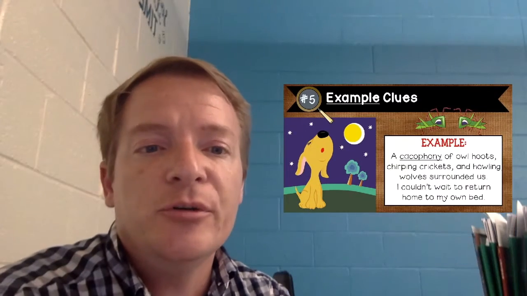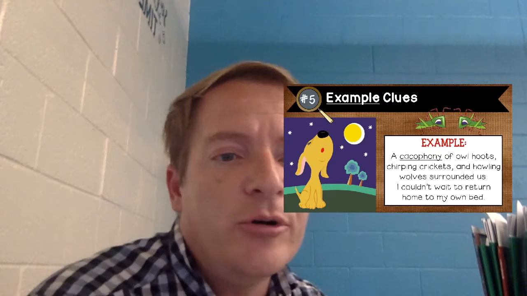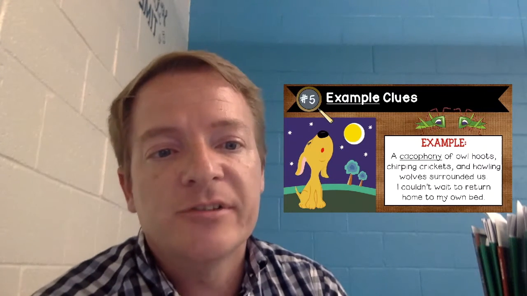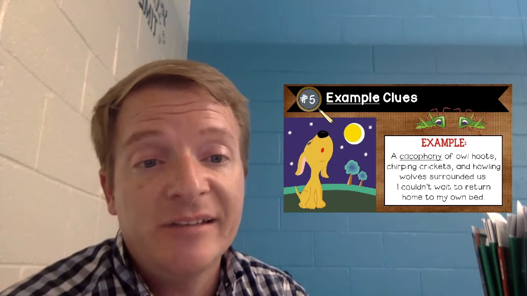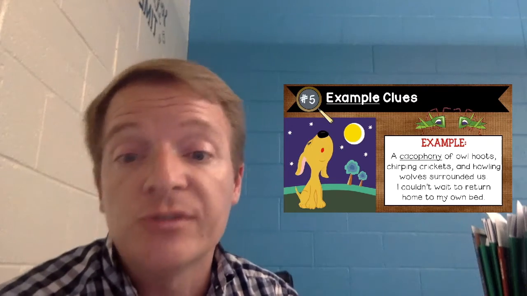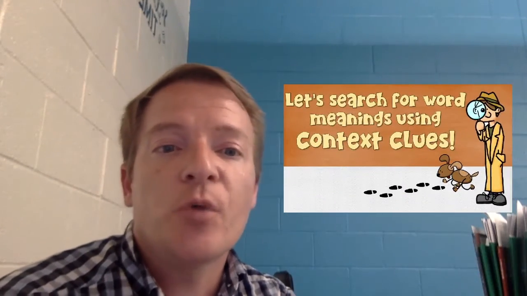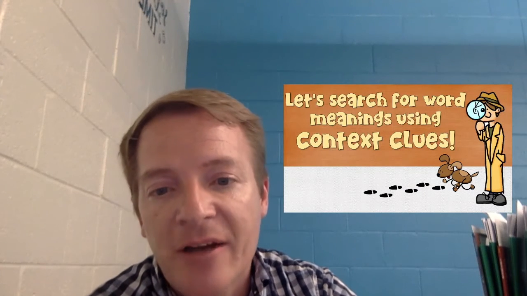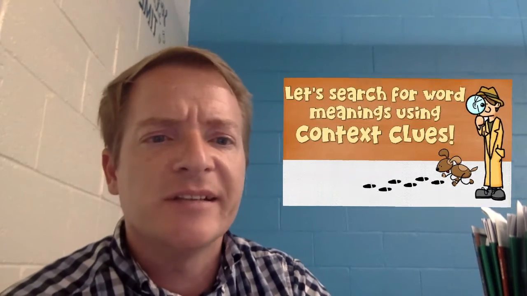There are example clues. And in example clues, they basically kind of give you an example of what the word is. A cacophony of owl hoots, chirping crickets, and howling wolves surrounded us. I couldn't wait to return home to my own bed. So in this one, they gave you the example of the howling wolves, the chirping crickets, the owl hoots. All of those are examples. So let's search for word meanings using context clues. And if you didn't know what cacophony means by now, it means like lots of loud noises. Rackets were examples, things like that.